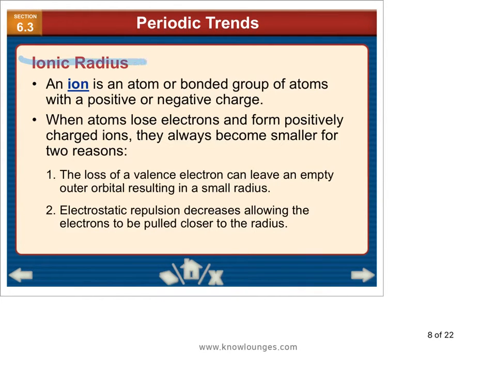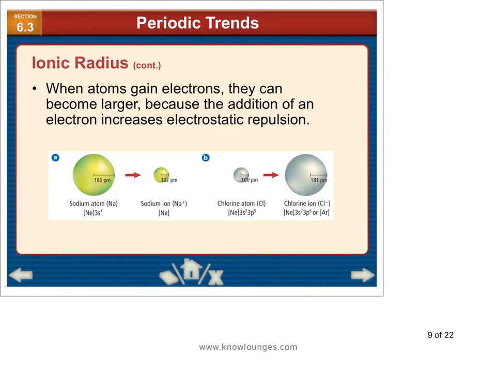And we have a thing called ionic radius. An ion is an atom, or a bonded group of atoms, with a positive or negative charge. Ions are formed by gaining or losing electrons. When they lose electrons, they form positively charged ions, and they'll always become smaller. Loss of a valence electron can leave an empty outer orbital, giving the smallest radius, and we get less electrostatic repulsion, allowing the electrons to be pulled closer to the nucleus.